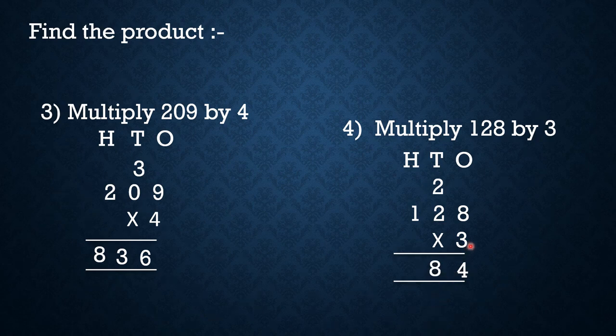Now we have to multiply 3 by 1. So 3 ones are 3. So what is our product? Our product is 384. Okay.